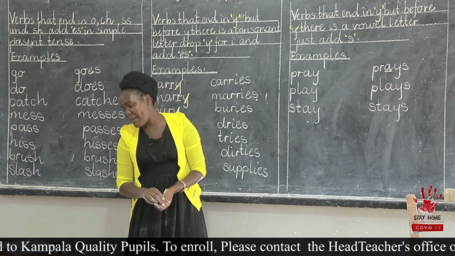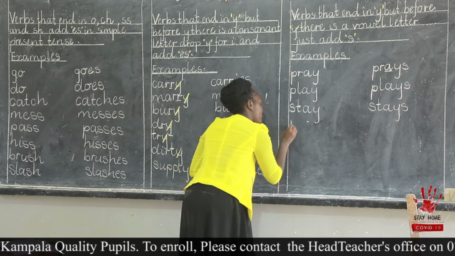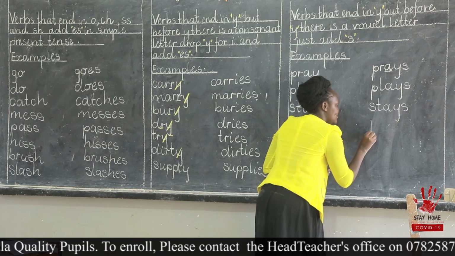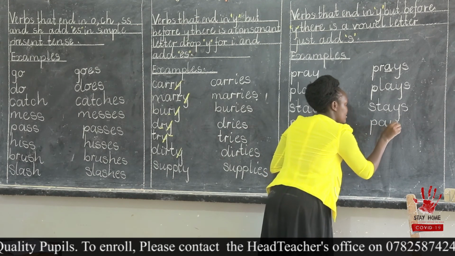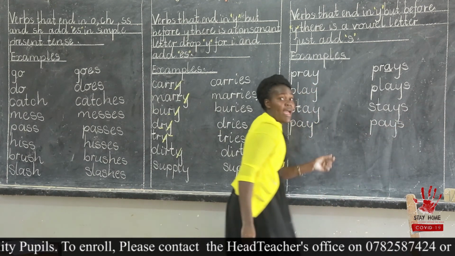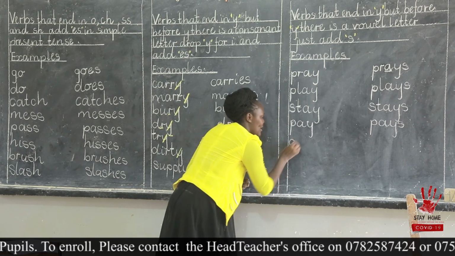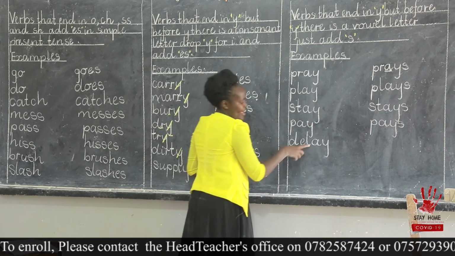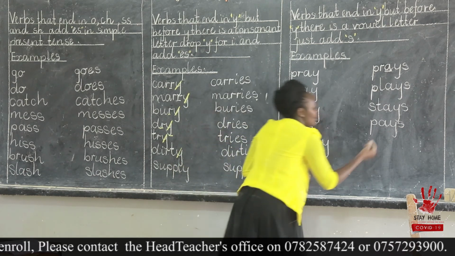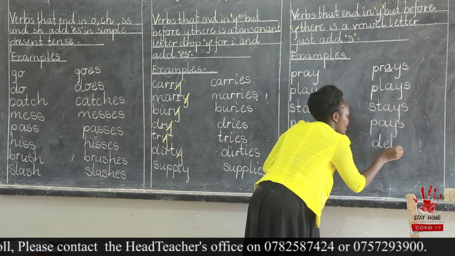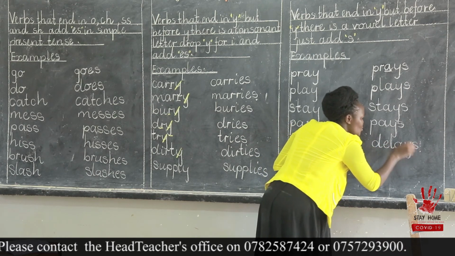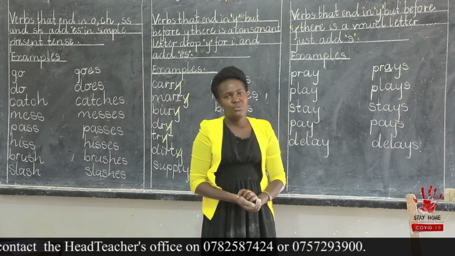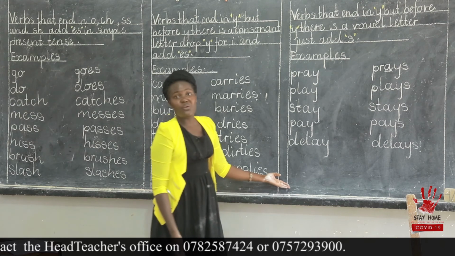Do you need more examples? Okay, we have the word pay. What happens? Daddy pays our school fees monthly. Oh, every term. We have another verb which is delay. It ends in Y. Before Y there is a vowel letter. So we shall say delays. He delays to serve us tea every day. You can see. So you can add on the list.